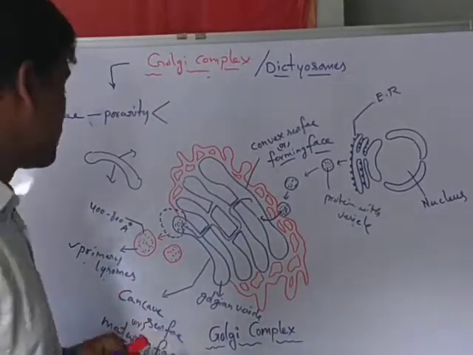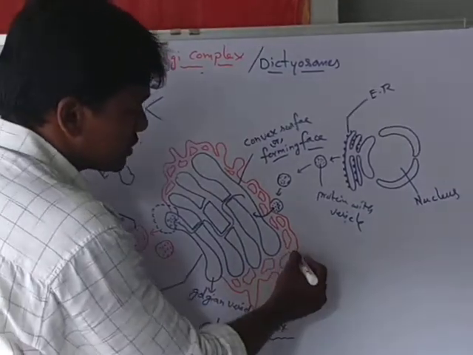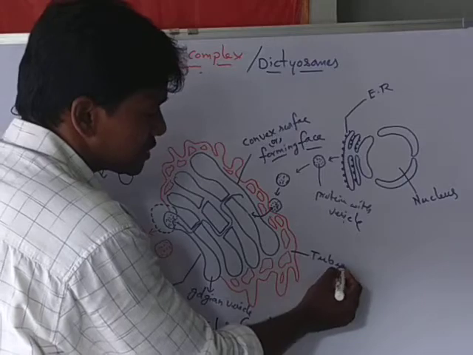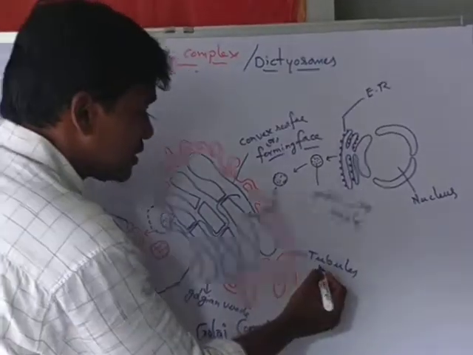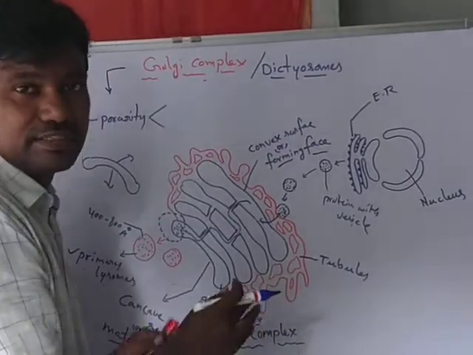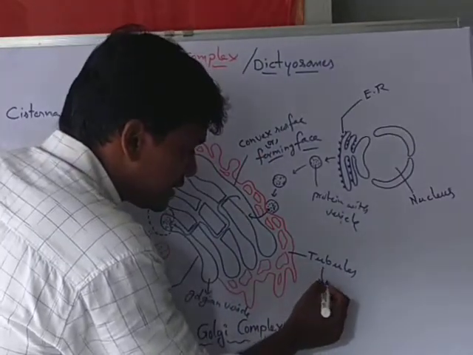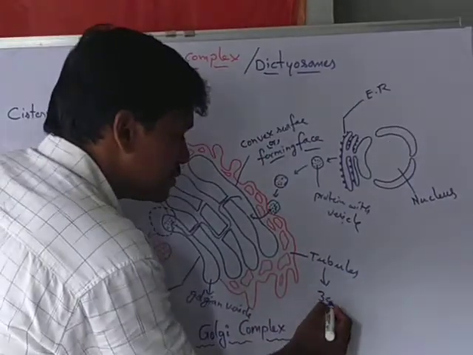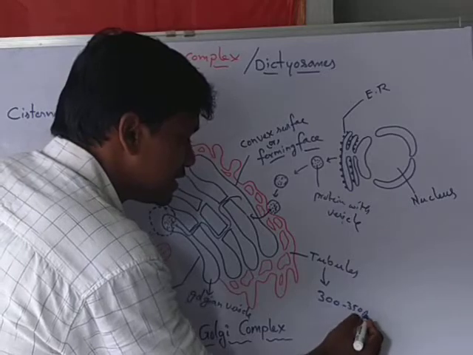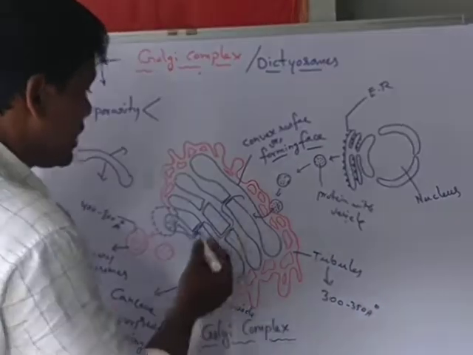So this is about the vesicle, and here we see the tubules of the Golgi. These tubules generally form a network. They are present at the peripheral side of the cisternae, and they are 300 to 350 angstroms.